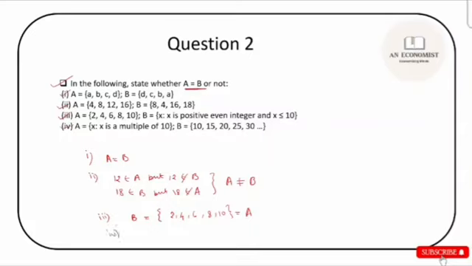Question number 4 says A is x, where x is a multiple of 10. So set A will be something like this: 10, 20, 30, 40, and so on and so forth. And set B is given as this. Now if you see that 15 is an element which belongs to set B, but 15 does not belong to set A. Similarly, 25 also belongs to set B and does not belong to set A, so we can say that A is not equals to B, right? Okay.